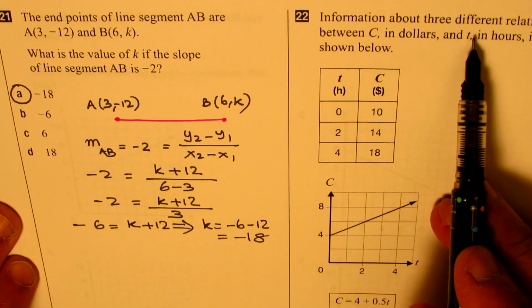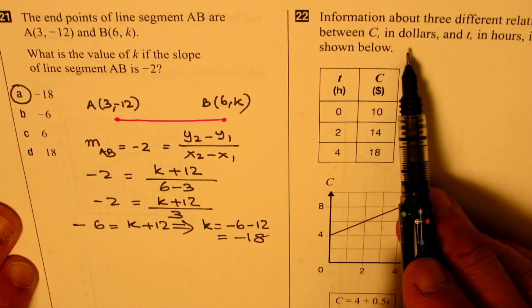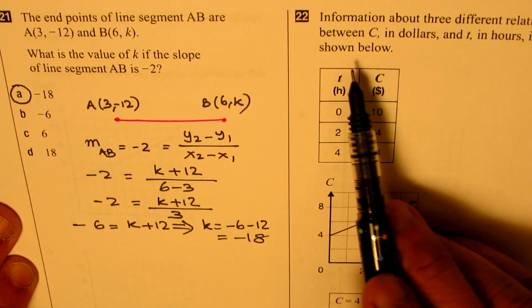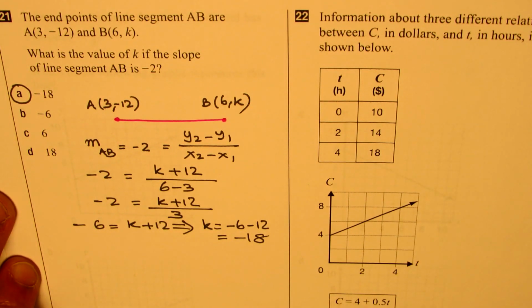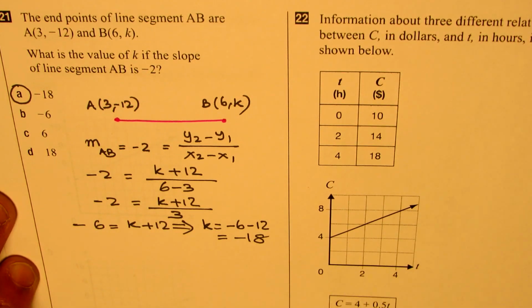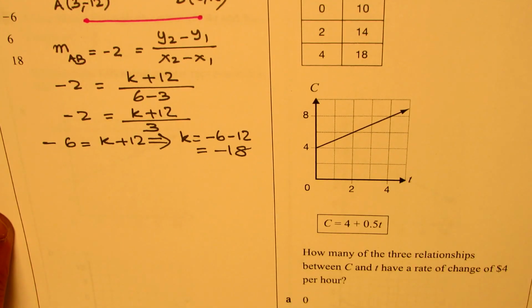Information about 3 different relationships between C in dollars and T in hours is shown below. So these are the 3 relationships. The first one is given in the form of a table. The second one is in the form of a graph.